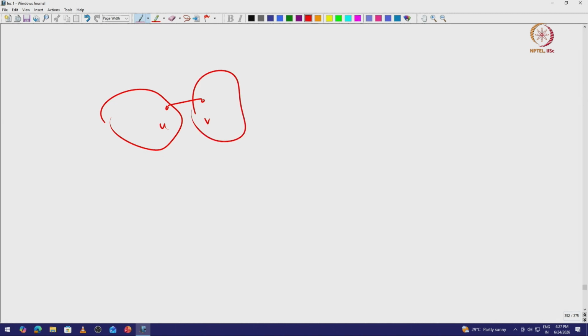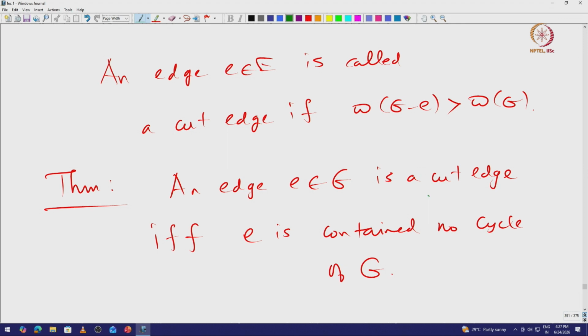Okay. But if it is part of some cycle, then by removing this edge, we are not going to get 2 different connected components. We will not produce any new connected components, we will stay connected. Okay, so that is the basic idea behind this cut edge. So, a cut edge means whenever you remove it, you produce new connected components. If it is part of a cycle, then definitely you can't produce a new connected component.